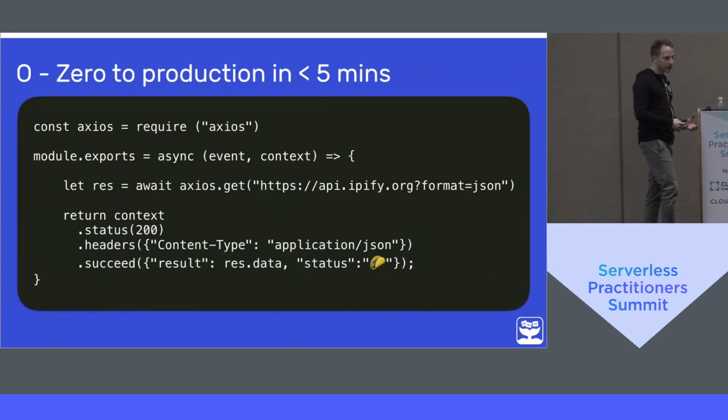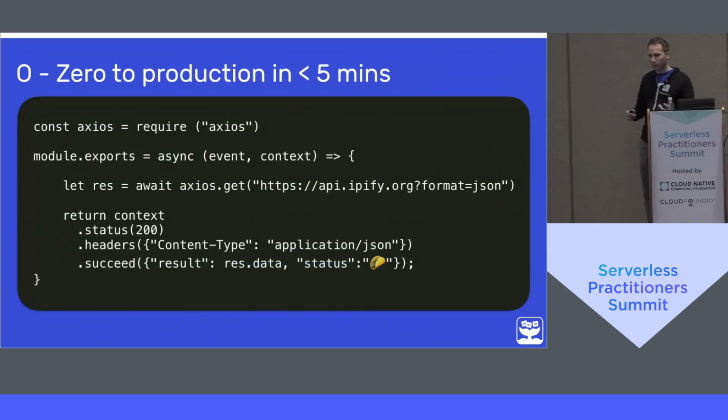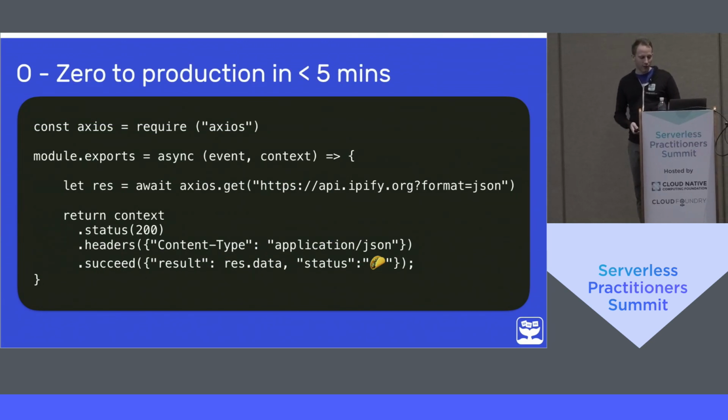So we can go from 0 to production in probably 5 minutes. We take this code, and it finds our IP address. It's written in Node.js. We could just deploy that to Kubernetes.